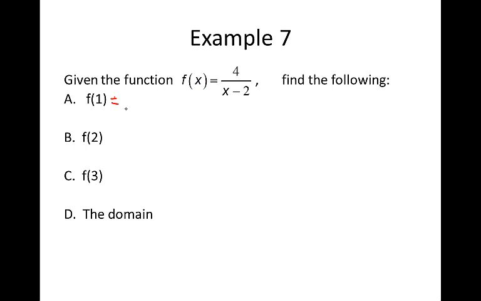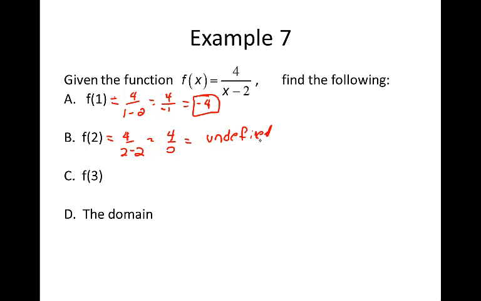F of 1, where am I going to put that 1? Good. You're going to pop it right in for x. So 4 over 1 minus 2, 4 over negative 1, which is negative 4. F of 2, 4 over 2 minus 2, 4 over 0. Uh-oh, this is undefined.